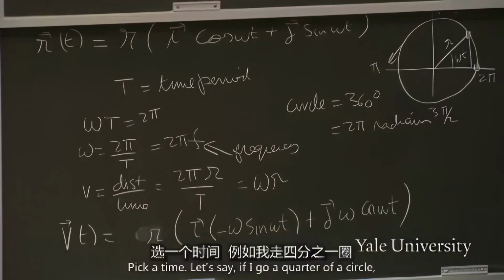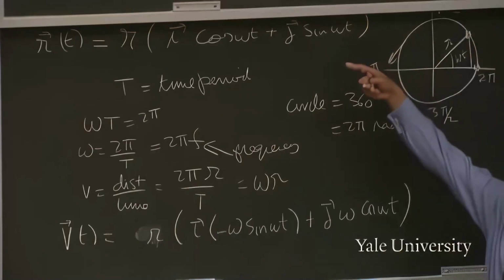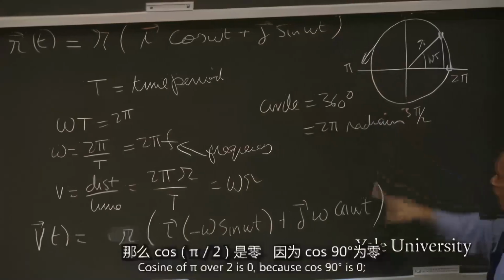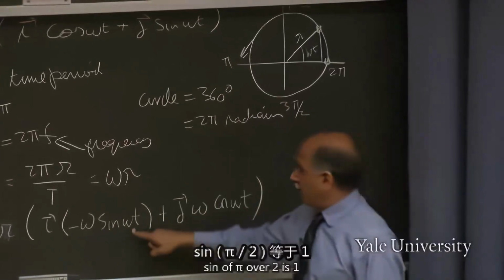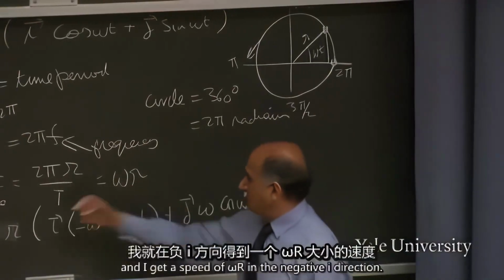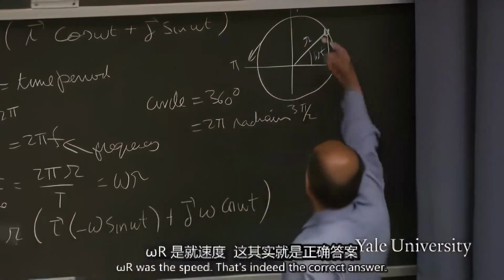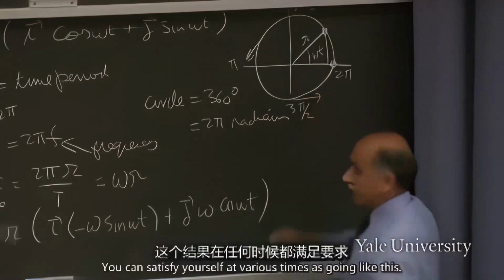Pick a time. Let's say if I go a quarter of a circle, I expect to be moving to the left. Quarter of a circle means omega t is pi over 2. Cosine of pi over 2 is 0 because cosine 90 is 0. Sine of pi over 2 is 1. And I get a speed of omega r in the negative i direction. Since omega r was the speed, that's indeed the correct answer. And you can satisfy yourself at various times. It's going like this.